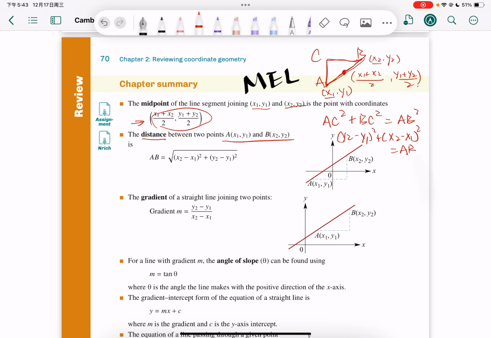And if you want to find AB, the long side, you just take the square root of this whole expression. So you'll get AB, which is this formula over here. So this is by the Pythagorean theorem.